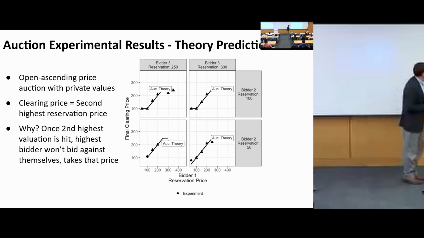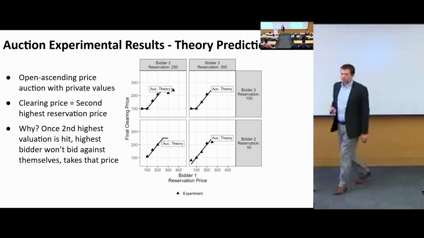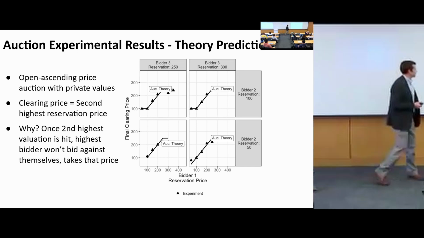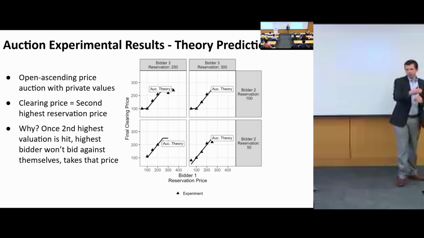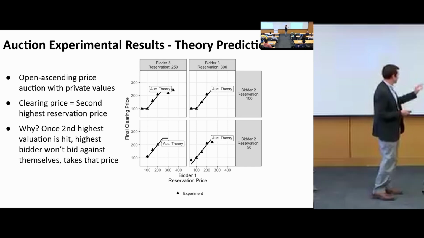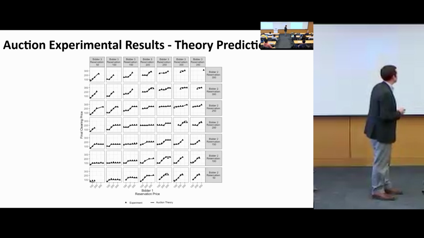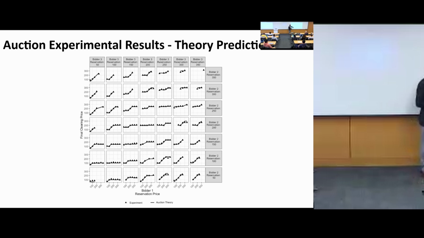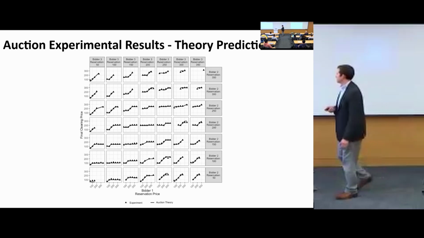That's what should happen with this auction format. So what I'm doing here is plotting the auction theory prediction against what actually happened, and you get a very close match. There are some cases where the bid increment was such that that's not what happened, but for the most part you're very close. And this is across all of the data. You can see the theory prediction matches the empirics quite closely.